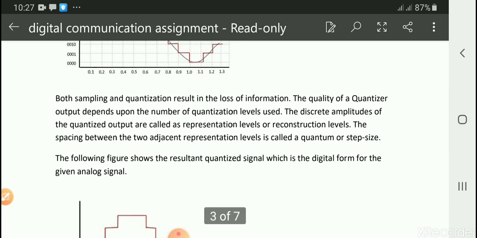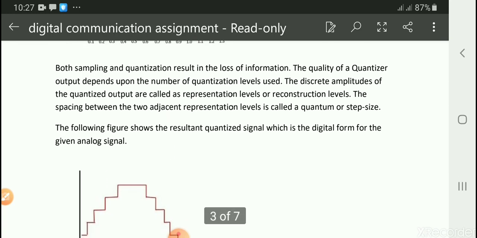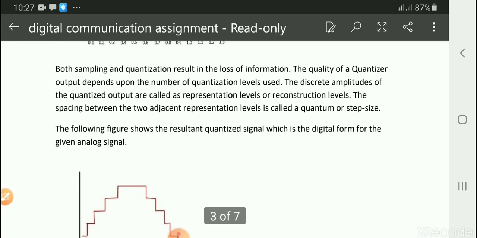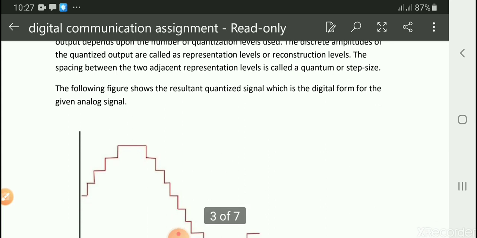Both sampling and quantization result in the loss of information. The quality of the quantizer output depends upon the number of quantization levels used. The discrete amplitudes of the quantizer output are called representation levels or reconstruction levels. The spacing between two adjacent representation levels is called quantum or step size.